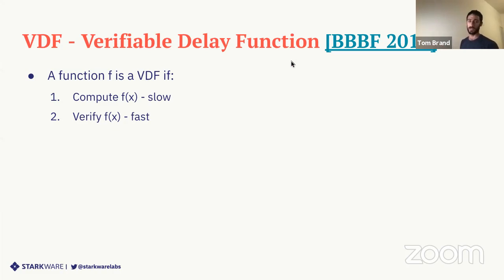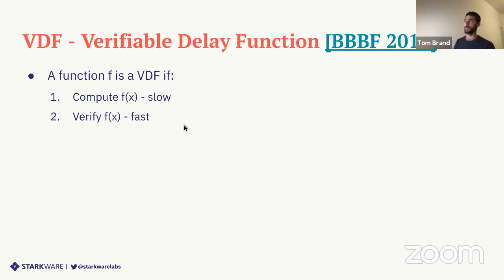So VDF stands for verifiable delay function, and it was first introduced in a formal way in a paper last year by Dan Boneh, Joseph Bonneau, Bünz, and Fisch. Basically, we say that F is a VDF if it has the following properties. First of all, computing F is slow. And second, verifying F is fast.